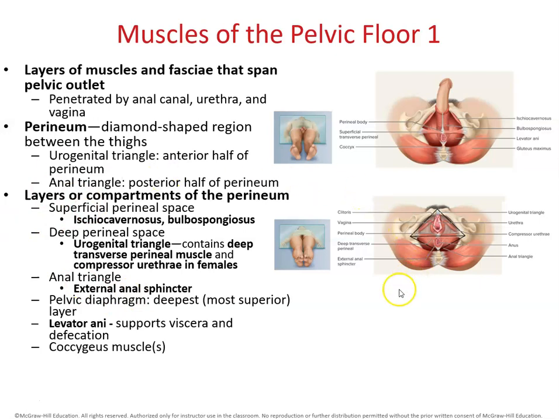The anal triangle contains the external anal sphincter. That's what makes you, after you're potty trained, be able to use the bathroom when you choose to use the bathroom. And also the coccygeus muscles are important as well.